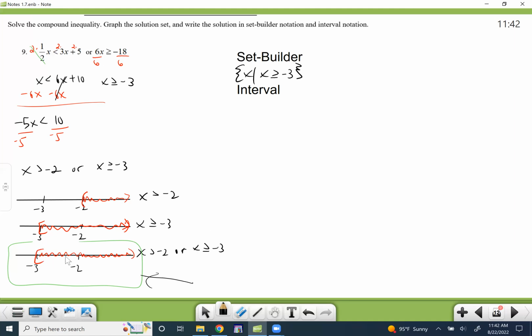I see numbers greater than -3 shaded, and I have a square bracket, so I need an "or equal to" on that inequality. I don't even need to bring -2 into the mix, you guys. Okay, so this is why we need to graph first. All right, for the interval notation, we know it's a square bracket. The smallest number is -3, and it heads off to infinity. So that would be our interval notation.